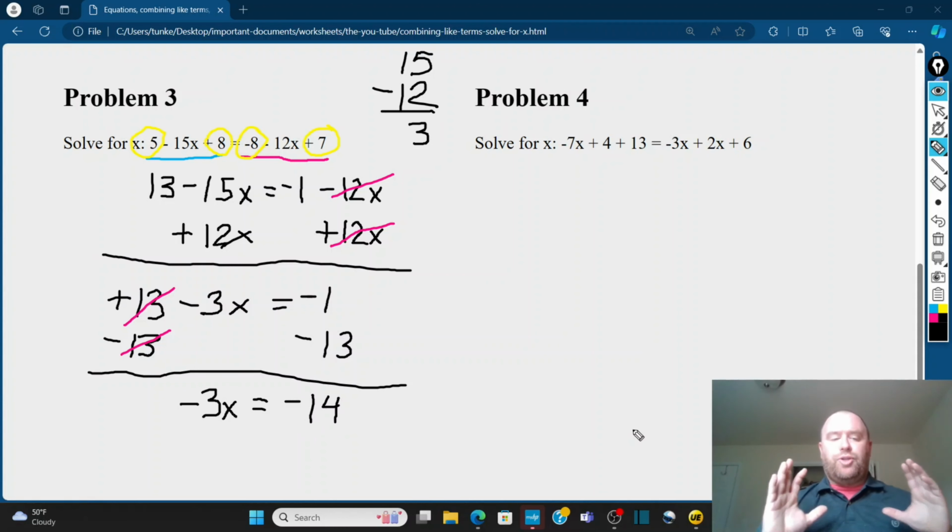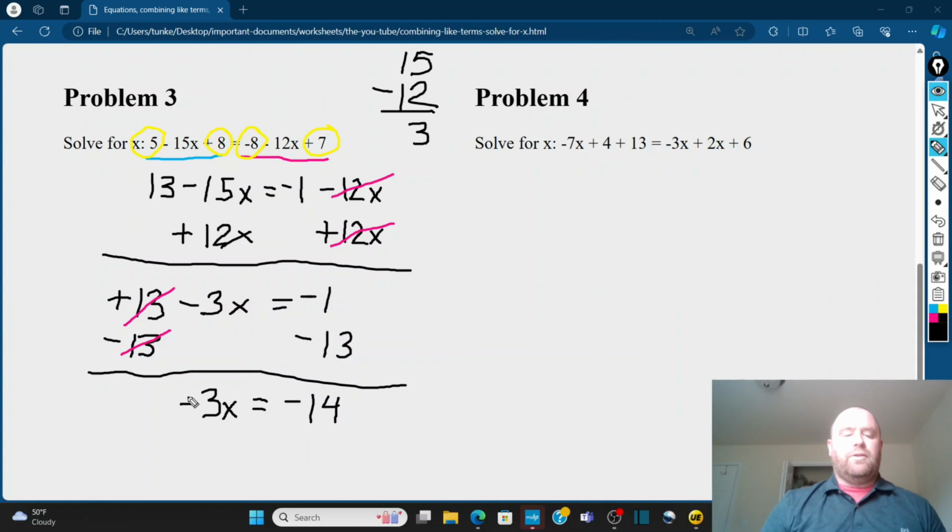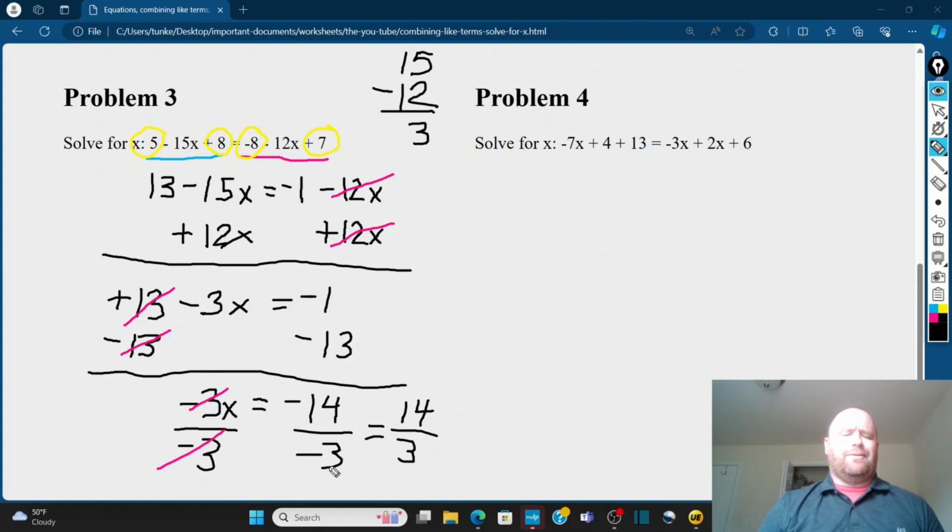Okay, we want to just have x, so we have to undo the multiplication of negative 3 by x. So we do that by dividing both sides by negative 3. On the left-hand side, the negative 3's cancel out. We're left with just x equals negative 14 over negative 3. We have a negative divided by a negative, which is a positive. So that's positive 14 divided by 3. I think I said 13, but it's 3.